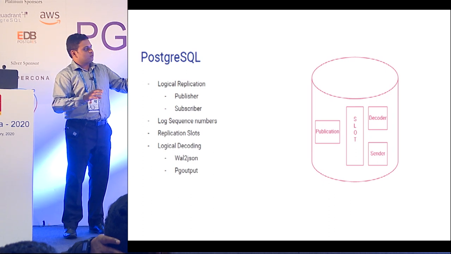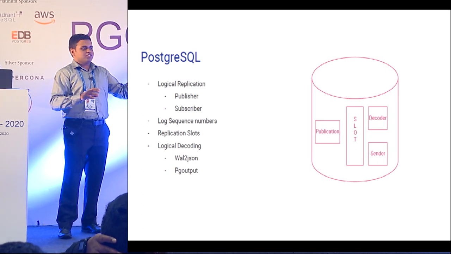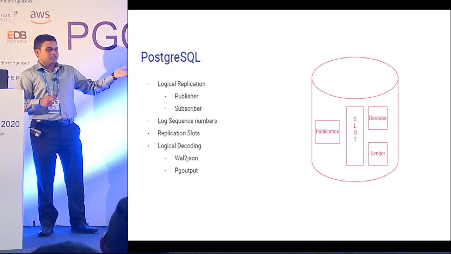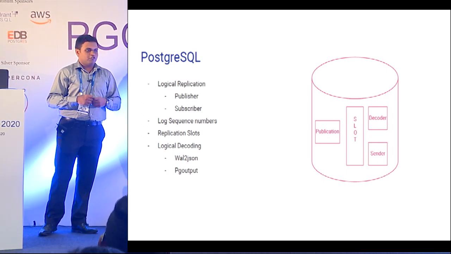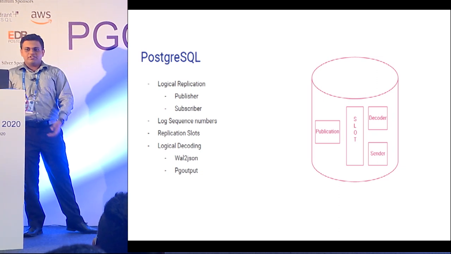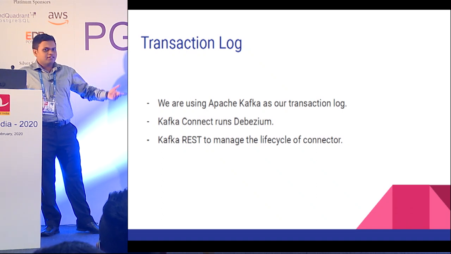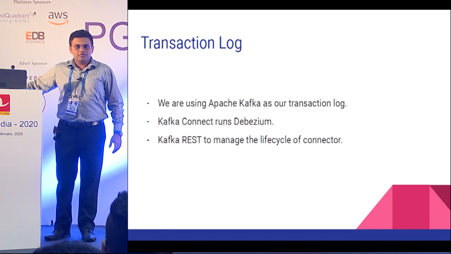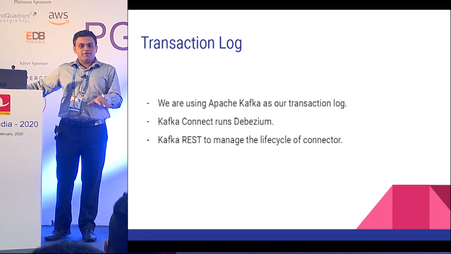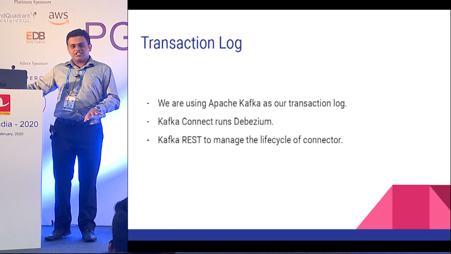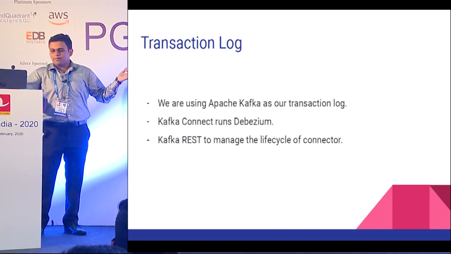We tested a couple of logical decoders, wal2json, and then we experimented with pgoutput as well, the native logical decoder for Postgres. It comes built in with PostgreSQL 10 and above, so you don't need to install an external decoder. Yes, it scales really well, actually. I can show you the graphs in some time.